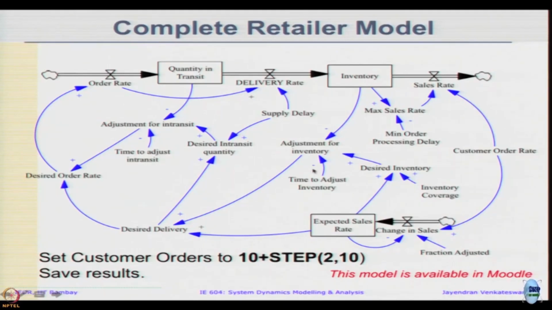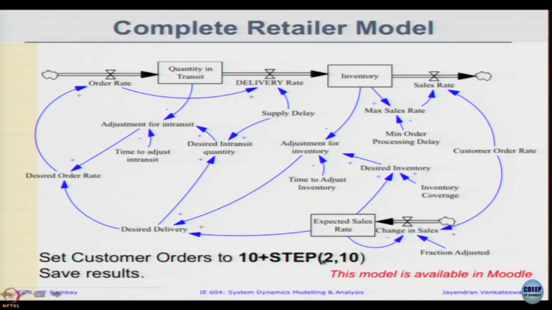The key changes are you should be able to have adjustment for inventory, desired deliveries, adjustment for in transit, desired in transit also being computed through supply delay and desired delivery as per Little's law. Desired inventory is now based on inventory coverage, and customer orders are fulfilled only if we have sufficient inventory. So, all those aspects should be captured within the model. You might have used a different customer order rate. Let us try this one.